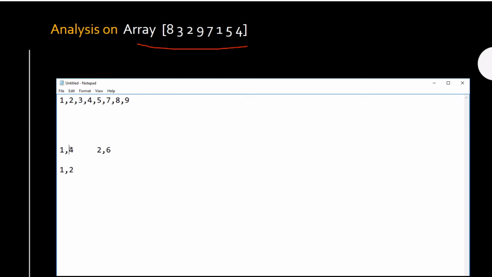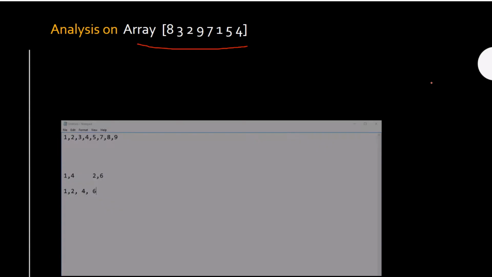Then it checks, is 4 less than or equal to 6? Then it copies the one that is left, which is 4, and there's nothing to compare again, so it just adds this one to it. That is the technique behind the whole merge operation, which we shall see in our implementation.